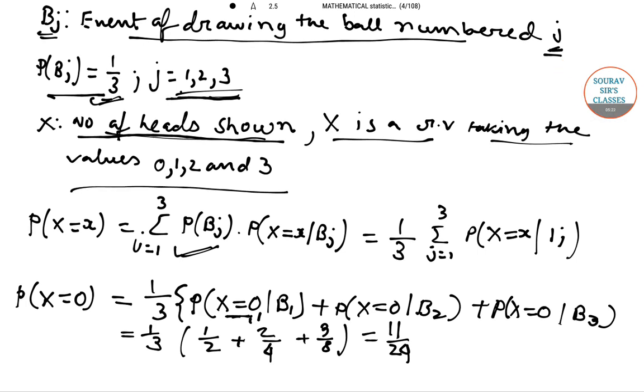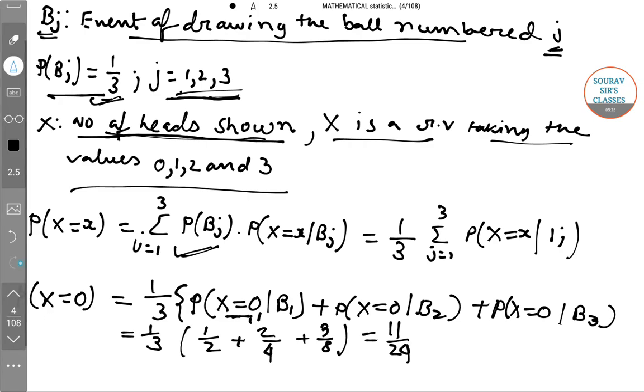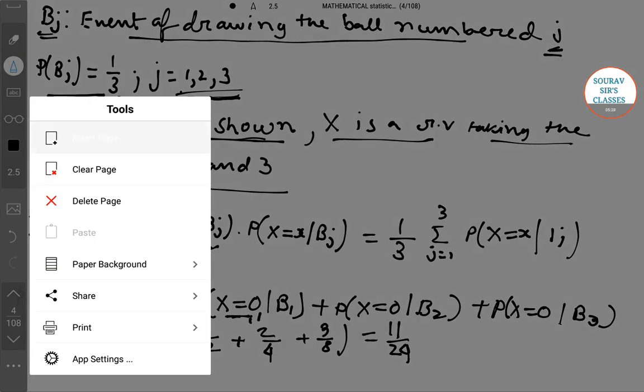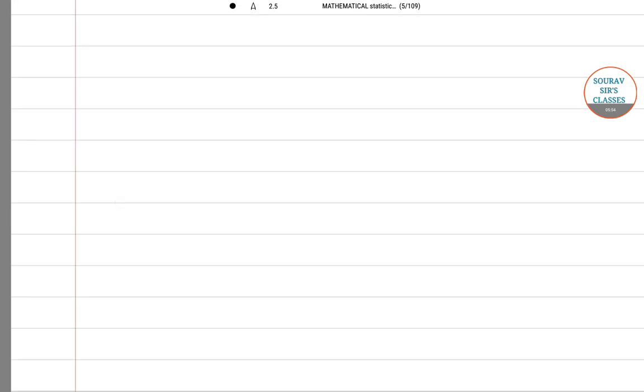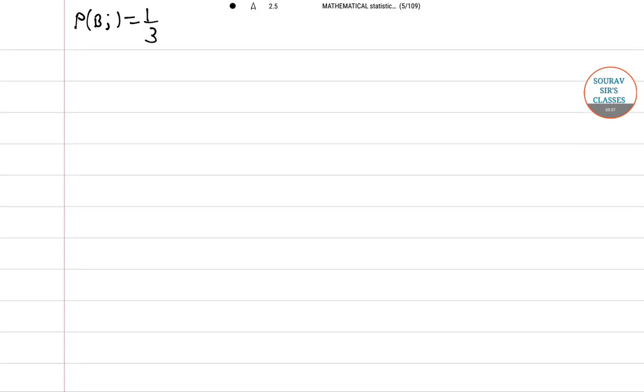So in order to better understand this question, I will do it on this page. As I have already talked about it, for drawing the ball numbered j, the probability of Bj is given, we have taken it to be 1 by 3, and we have also written down this, so it is also given.